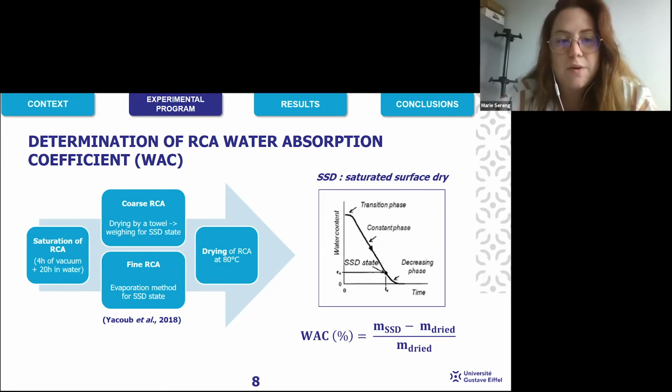For fine recycled concrete aggregates, the SSD state is obtained by an evaporometric method. At the end of obtaining the SSD state, RCA are dried. And the water absorption coefficient is determined by the difference between the mass at SSD state and the dry mass.